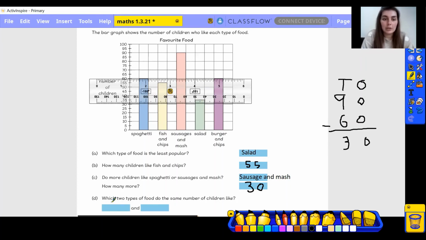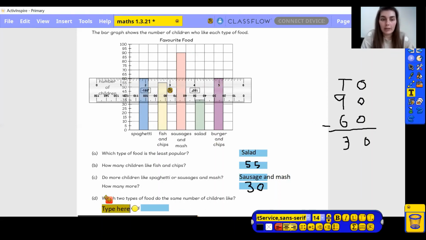And the last question, which 2 types of food do the same number of children like? So this is where the bars are at the same level. And actually my ruler is already in place and I can see that spaghetti, 60 children like spaghetti, and 60 children also liked burger and chips. So in these boxes I can write spaghetti and burger and chips. There we go. So those are our answers. Well done if you got those right.